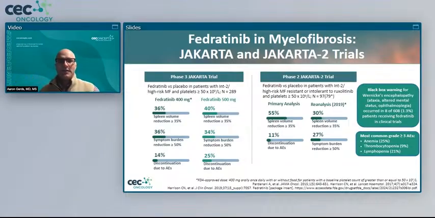And similar to ruxolitinib, we do see significant rates of anemia and thrombocytopenia, as well as some lymphopenia. But again, also the GI toxicity can be somewhat limiting with fedratinib. And as I mentioned earlier, there is the black box warning for Wernicke's encephalopathy with this medication.